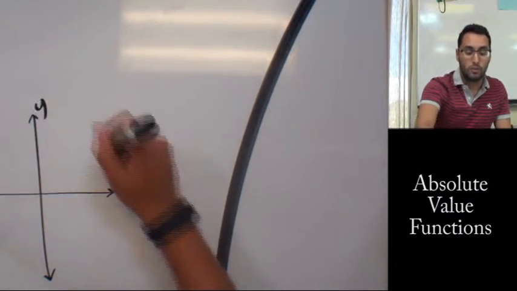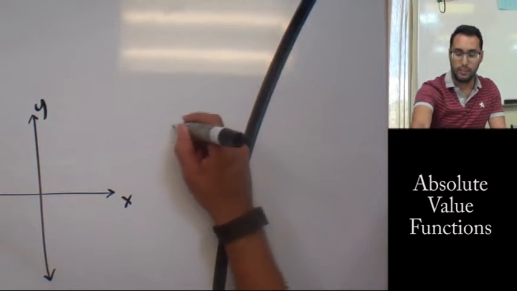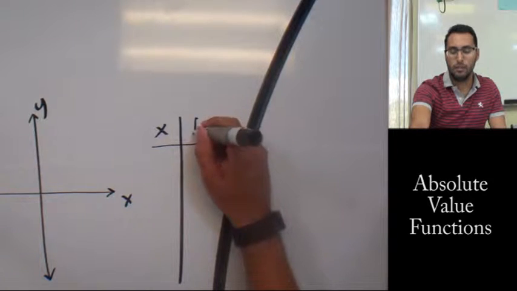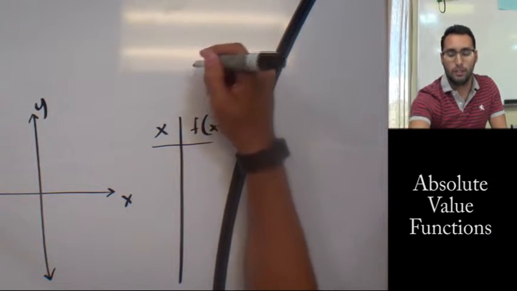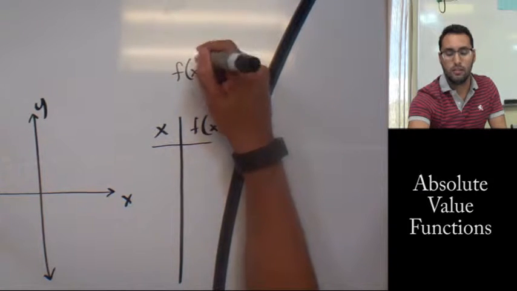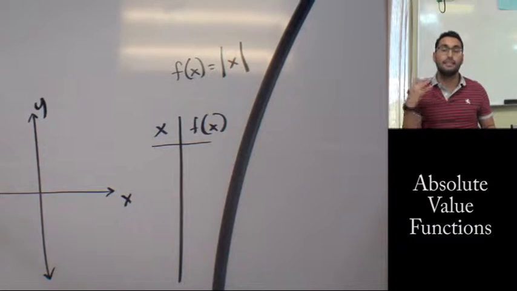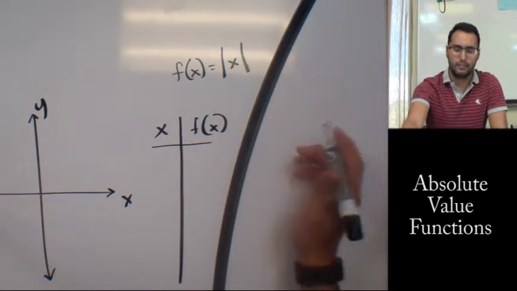Now, a good way to graph any function is to create a table. So I'm going to create a t-table right over here. We're going to have x, and I'm going to put f of x. An absolute value function is typically known as f of x equals the absolute value of x. This is the parent graph, and we're going to see how that looks on this axis.